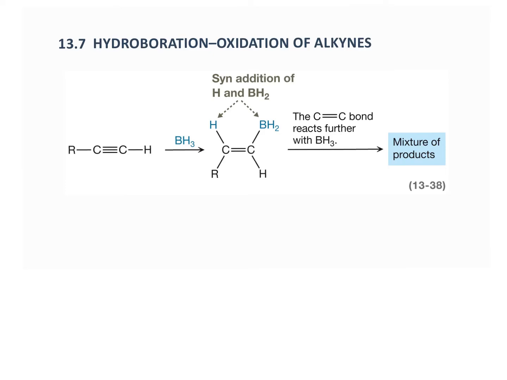The addition of BH3 to an alkyne takes place in much the same way that it does to an alkene. Again, BH2 adds to the less sterically hindered carbon, and then hydrogen is going to add to the more sterically hindered one.